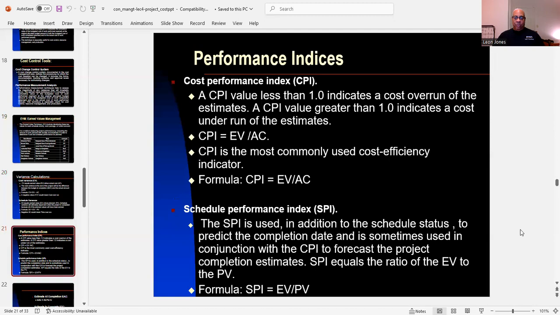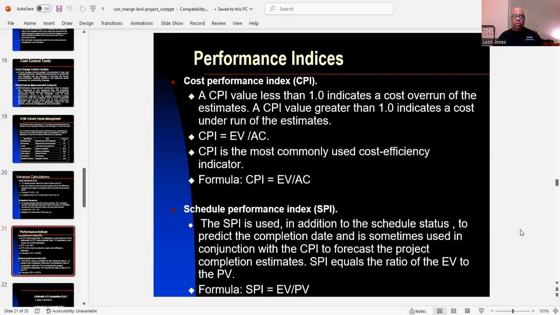Performance indices. CPI, that's your cost performance index. A CPI value less than 1 indicates a cost overrun of the estimates. A CPI value greater than 1 indicates a cost underrun of the estimates. So we have a formula: CPI equals EV divided by AC. CPI is the most commonly used cost efficiency indicator. The formula for CPI, again, is EV divided by AC.